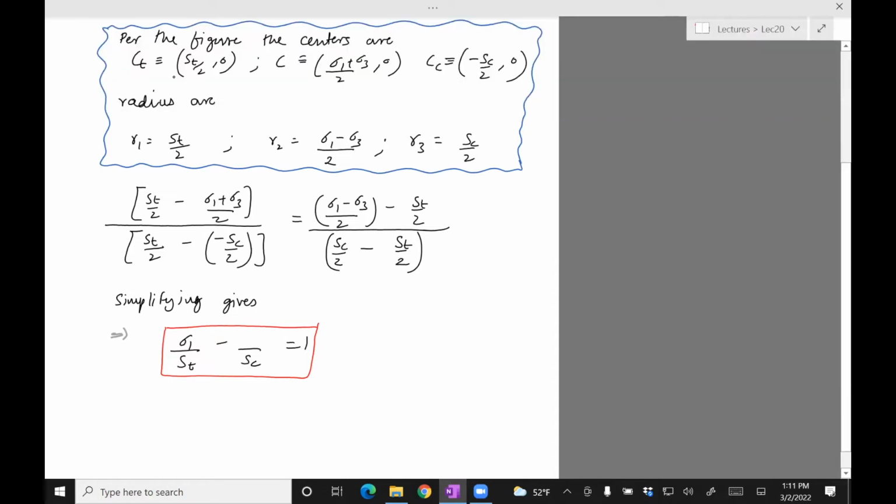Sigma 1 divided by St minus sigma 3 divided by Sc equals 1. This equation is for predicting if the material will fail or not. If the left side is greater than 1, it will fail. If it is equal to 1, it's just on the envelope, and to be safe, you want that to be less than 1. This is the failure equation.